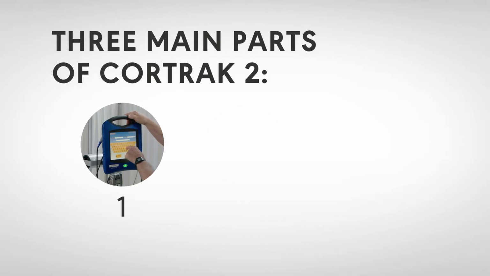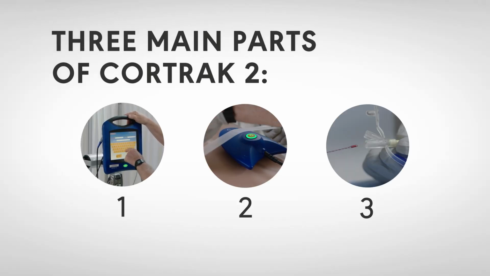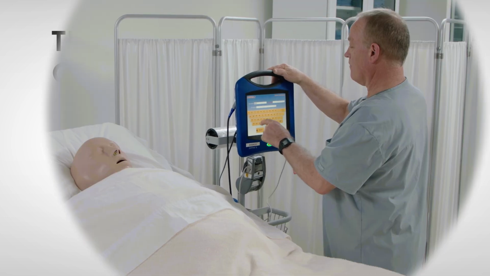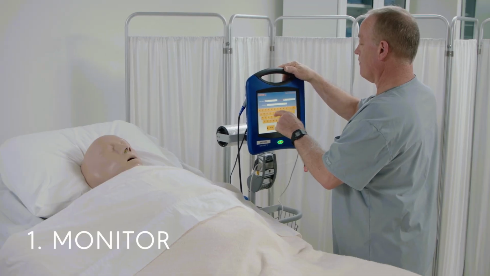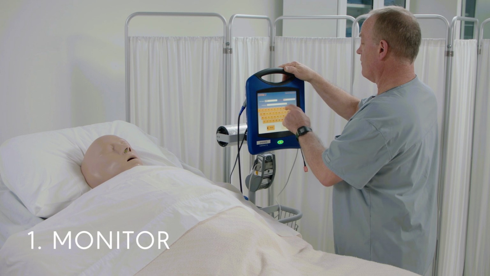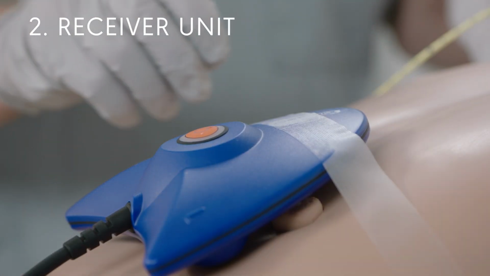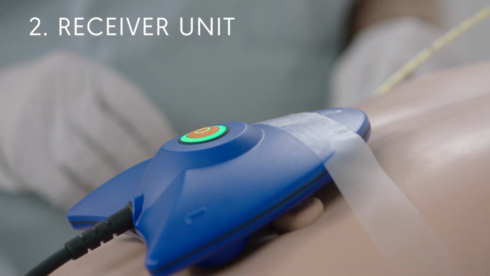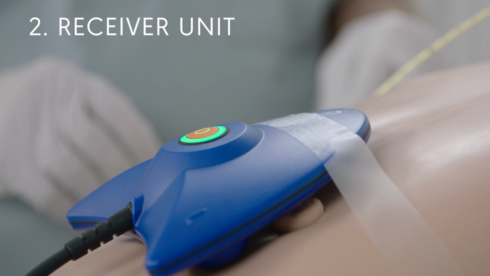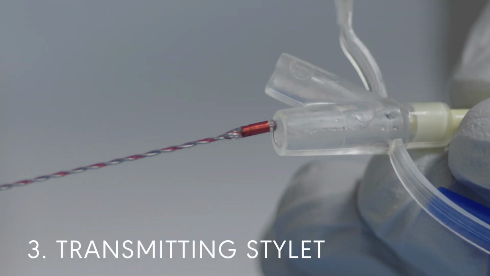There are 3 main parts of the CORTRAK 2: the monitor, the receiver unit, and the transmitting stylet.